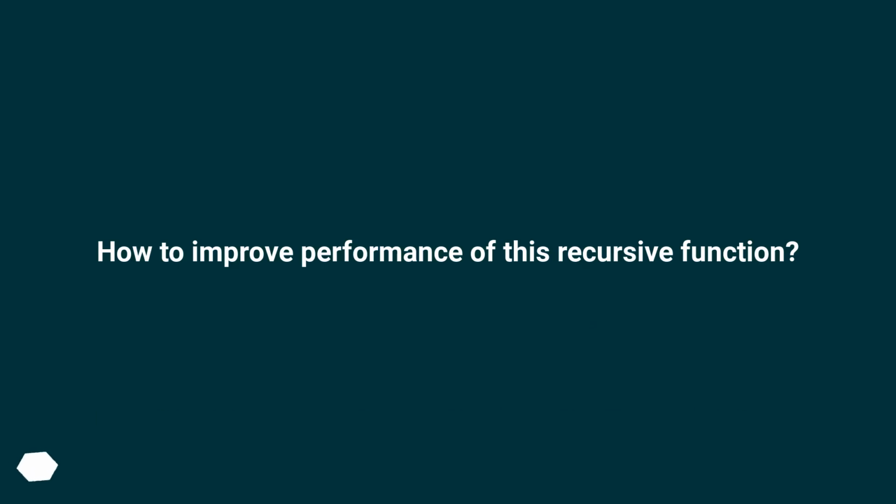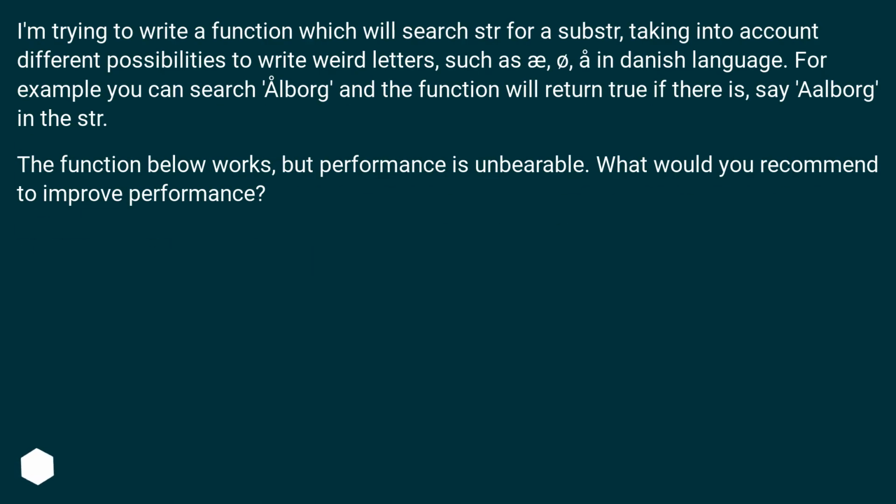How to improve performance of this recursive function. I'm trying to write a function which will search str for a substring, taking into account different possibilities to write weird letters, such as æ, ø, å (a ring) in the Danish language. For example, you can search Aalborg and the function will return true if there is, say, Ålborg in the str. The function below works, but performance is unbearable. What would you recommend to improve performance?